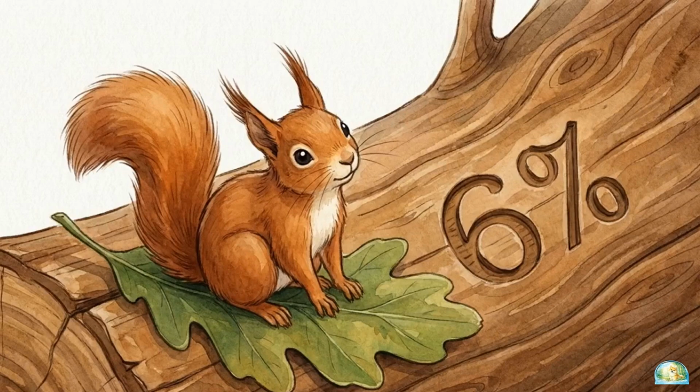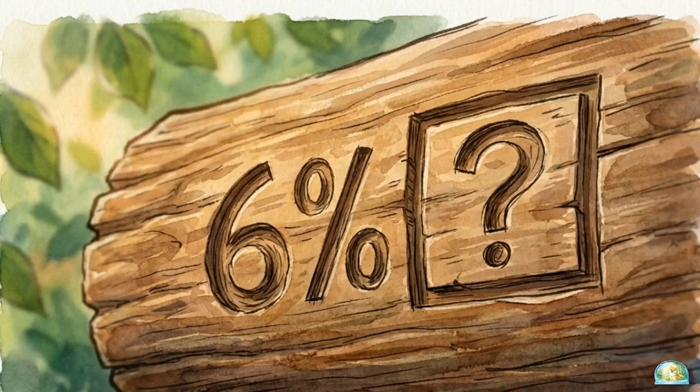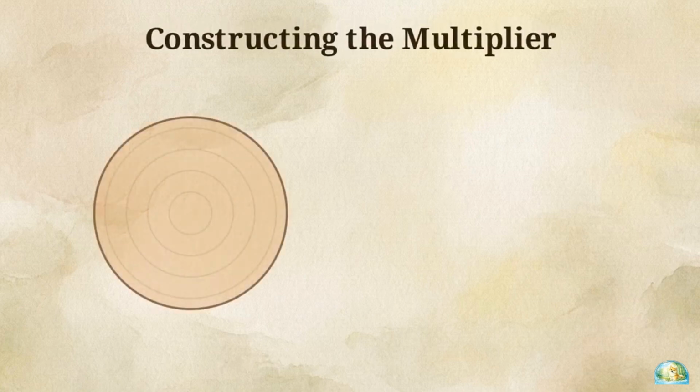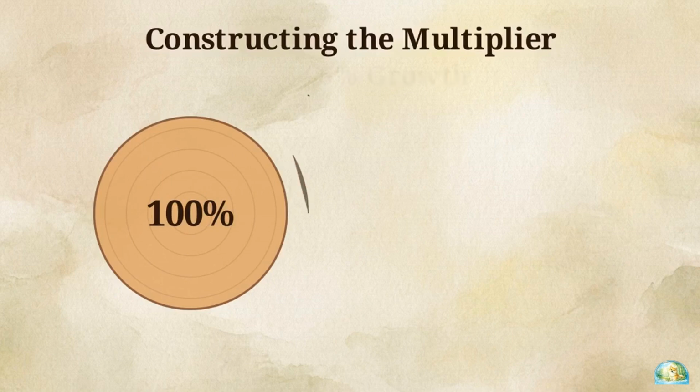Let's test this logic. If a population grows by 6% annually, what specific multiplicative factor should we use in an exponential model? Take a moment to think about it. Looking at this seedling ring diagram, we have to start by defining our baseline. Before any growth happens, the original population represents a full 100%.